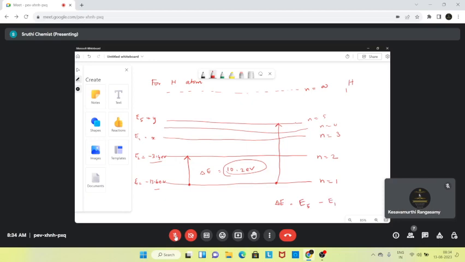While it is coming back to the ground state, the same amount of energy is released. In the excited state, the atoms, or the electron, are not stable. So again it will come to the ground state by releasing the same amount of energy. Clear, students? Are there any doubts?